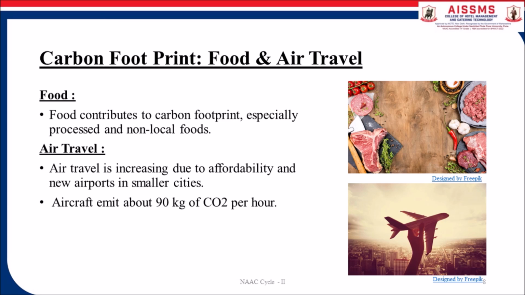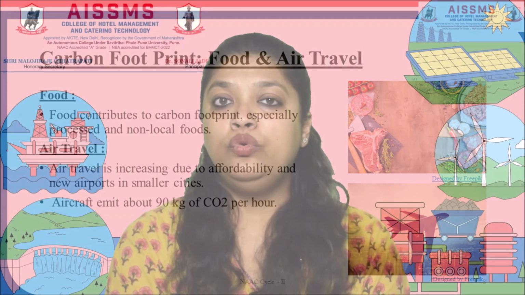Traveling by air is becoming more affordable with no-frills service provided by many airlines. The use of this mode of travel has increased rapidly. Tier 2 and Tier 3 cities are experiencing a large number of airports. But the emission of carbon dioxide from the aircraft is about 90 kg per hour. That's a huge amount. So what can we do to reduce this carbon footprint?